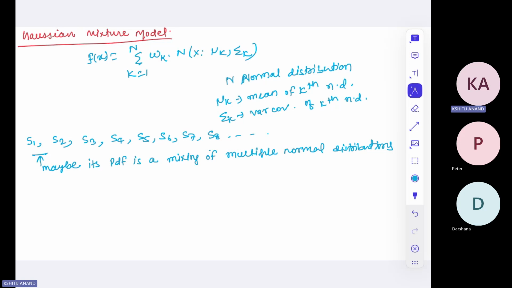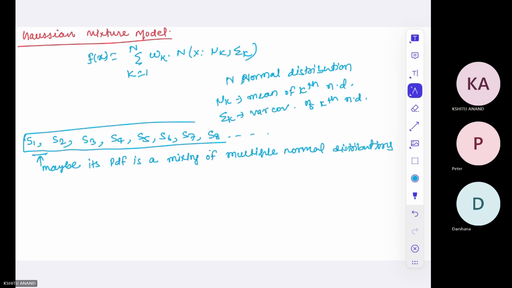Is this observed value, which can be any observed value, such as the implied volatility surface, returns, or stock price, whatever you say, generated from a mixture of multiple normal distributions? If it is, then I have several things to answer.